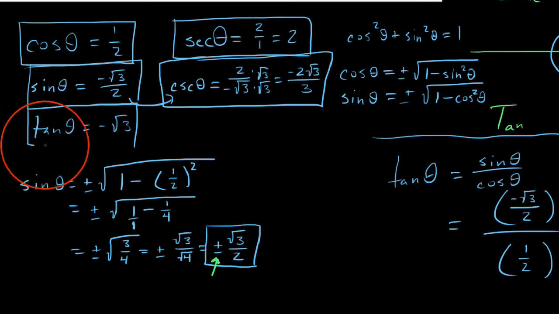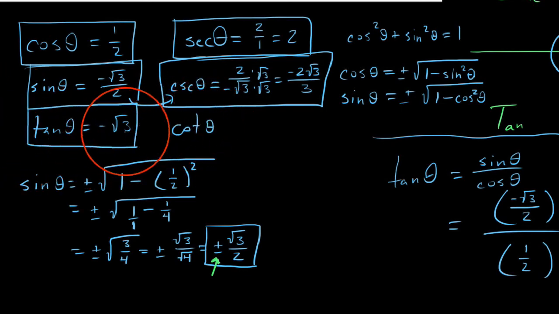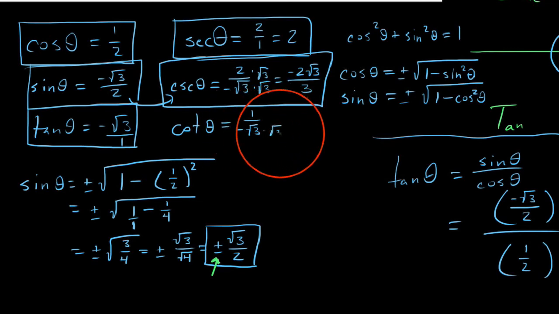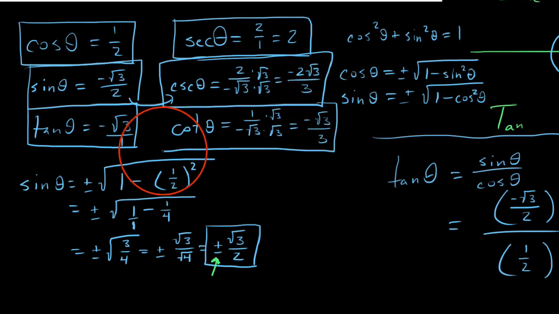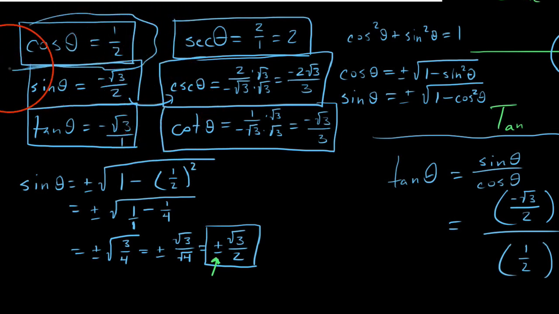Now that we know this, we can use the reciprocal identity again to find cotangent. We'll just flip this over. Recall this is over 1. So this is the same thing as 1 over negative radical 3, and after rationalizing this by multiplying the top and the bottom by radical 3, we get negative radical 3 over 3. So this is just a quick demonstration of how you'd use your identities to go from one given trig function. You could always go from any given trig function and find the other 5. You just have to use your identities.